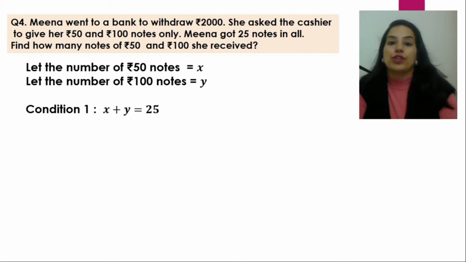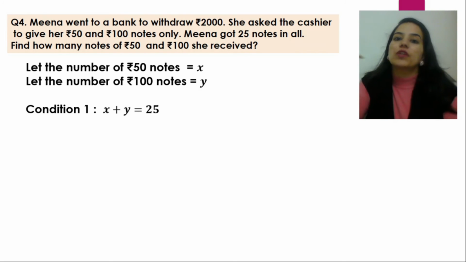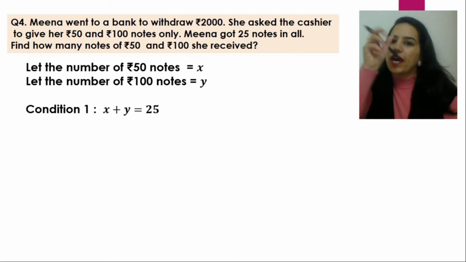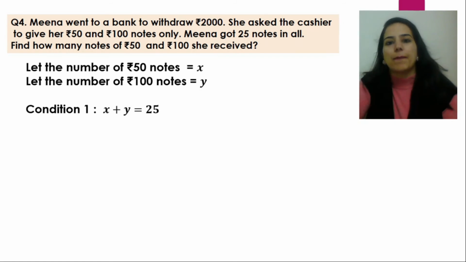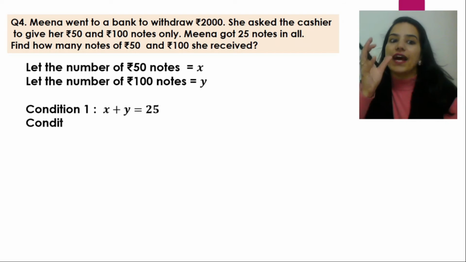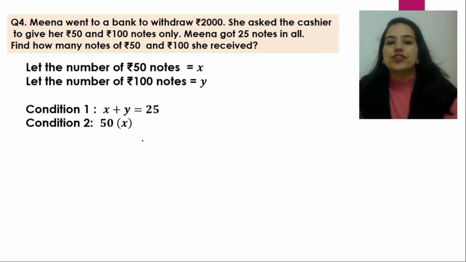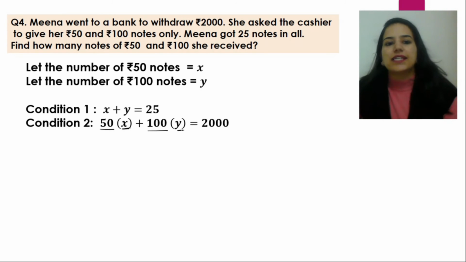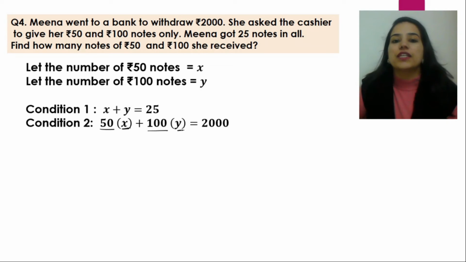Total money was 2000. So, how do you find the value? 50 notes. How many notes were there? Suppose there were 2 notes. So, 50 into 2. Suppose there were 10 notes. 50 into 10. So, value of one note multiplied by the number of notes. That will give you the value. So, condition 2 will be 50 into x plus 100 into y is 2000. That is value into the number of notes. That is why the total value of the money is 2000.